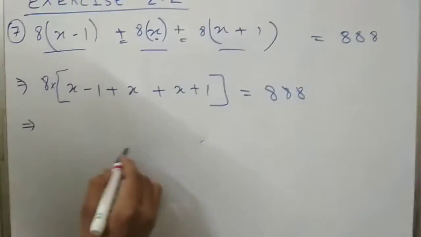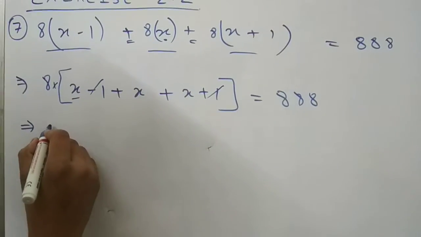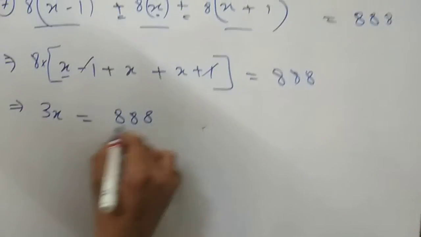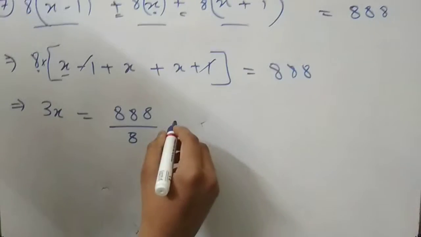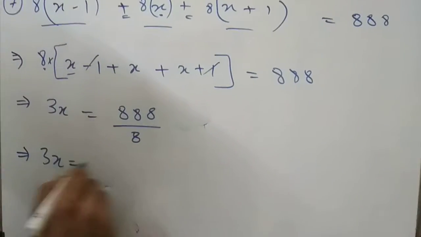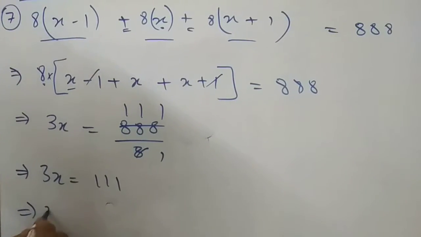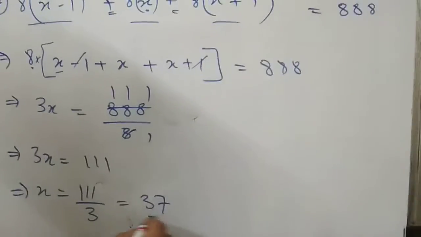Now let's solve it. Minus 1 plus 1 is 0, so let's cancel it out. So x plus x plus x is 3x. Simple. Equal to 888 by 8. Understood what I did? I transferred this 8 to the RHS. Now let's divide. This implies 3x equal to 111. This implies x equal to 111 upon 3, which is equal to 37.